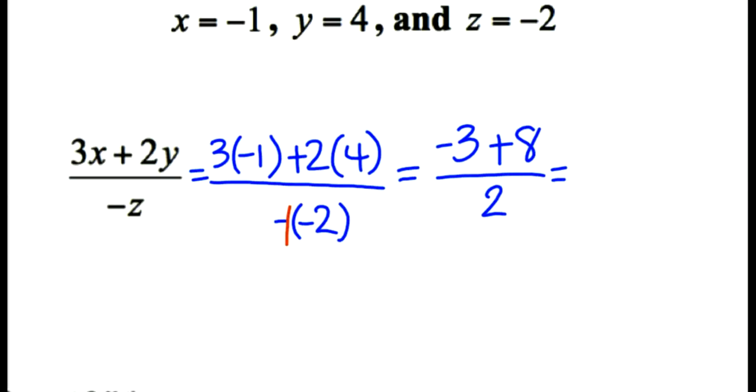Simplifying the top, -3 plus 8. Positives are going to win by 5. And my denominator is 2. We're going to leave this as an improper fraction. I do not want to see any mixed numbers. So my final answer is 5/2.